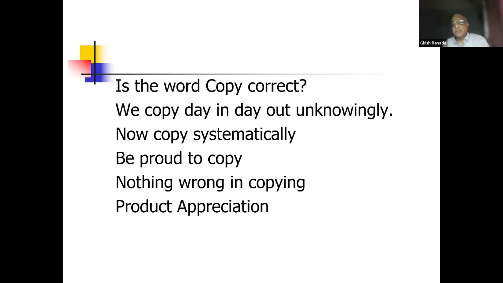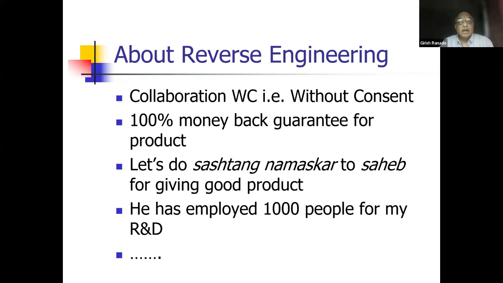So one of the first steps in copying is product appreciation. And I feel that is a very important part of copying. That is the first step. Now, a little bit funny part, which I have taken also from my guru. He used to say that it is collaboration WC, that is collaboration without consent. I am collaborating with my collaborator without his consent.